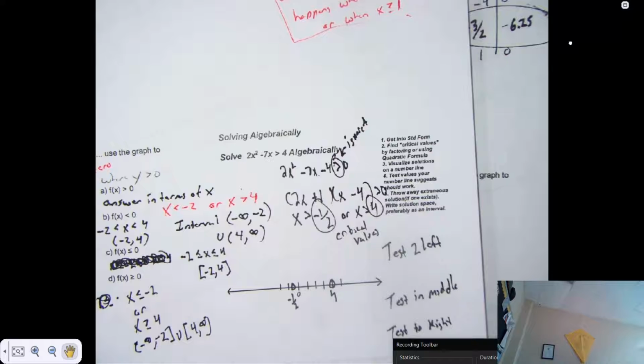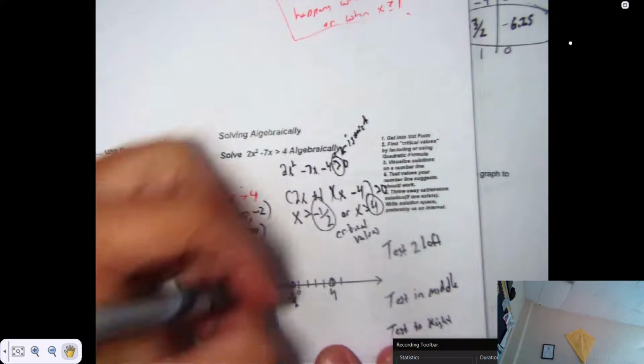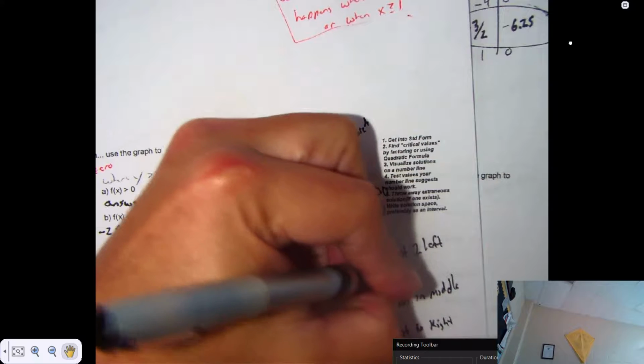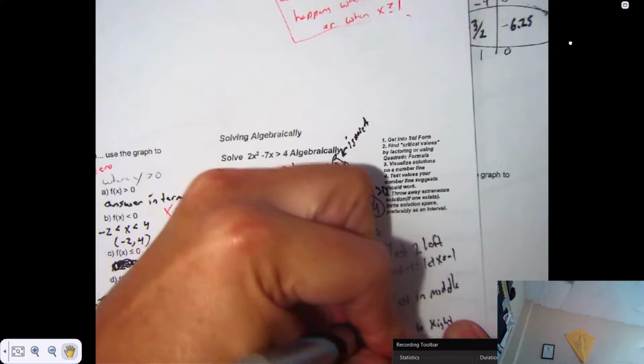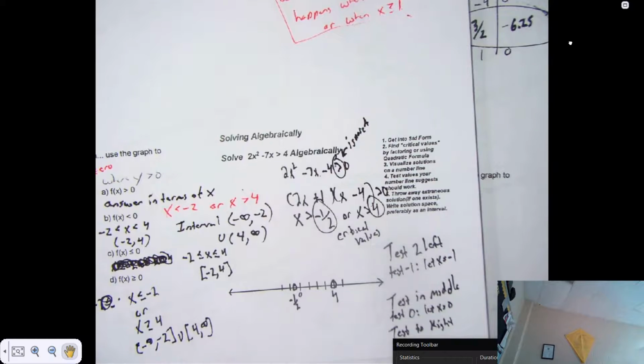And you just got to make up a number. When I talk about testing to the left, I'm talking about something less than negative 1/2. I would test negative 1. You do that by letting x be negative 1. What's something in between negative 1/2 and 4? 0. If 0 is an option, you use 0. I'm going to let x equal 0. Then we're going to test to the right. What's something to the right of 4? 5. I'm going to let x equal 5.